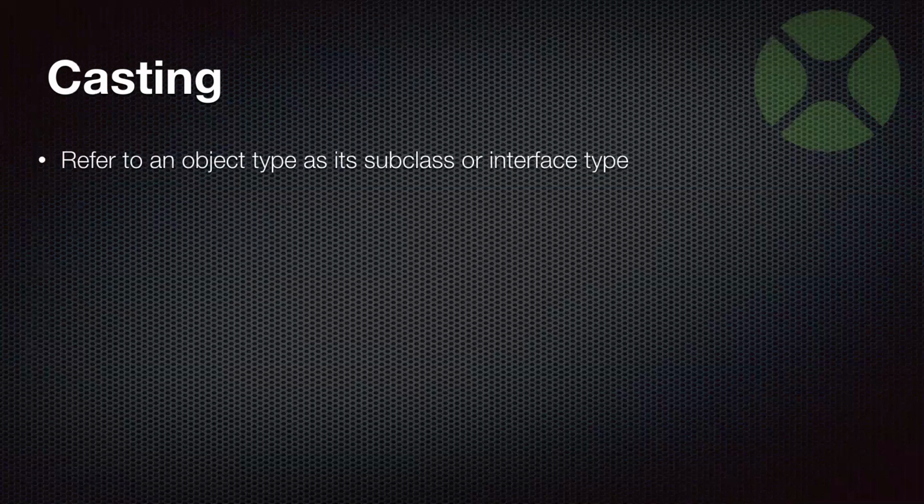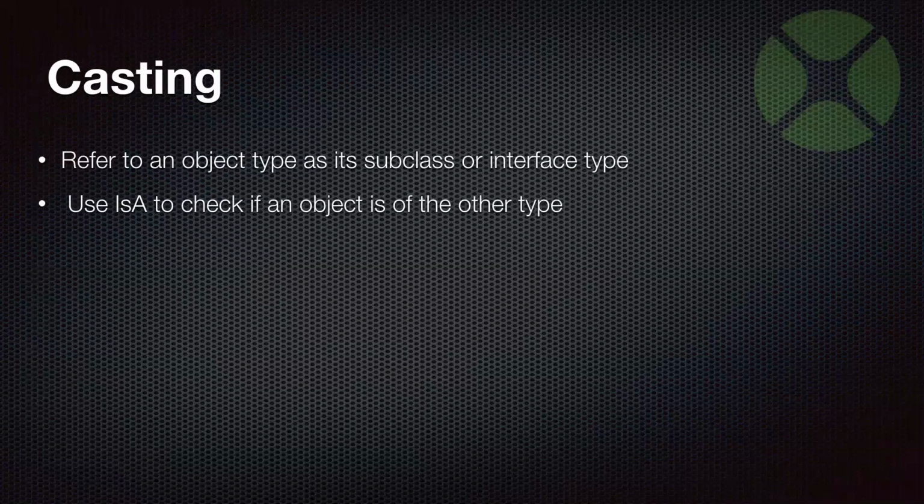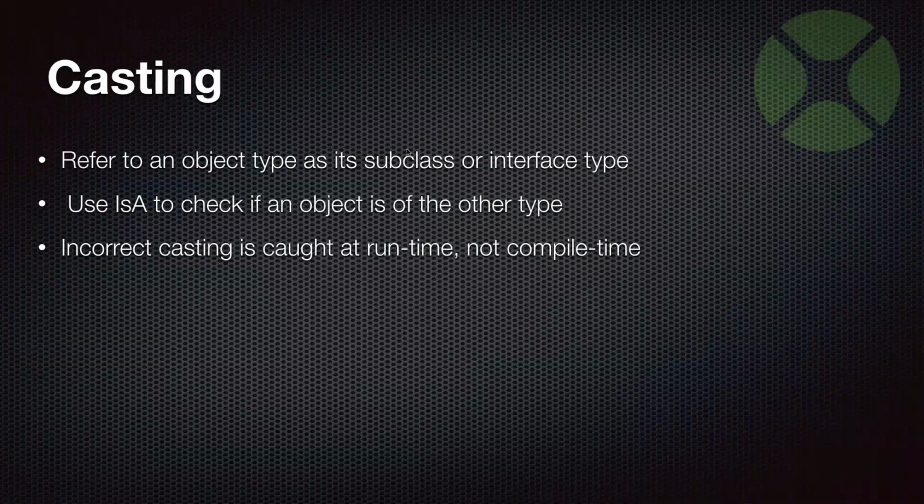Casting lets you refer to an object type as its subclass or interface type. And you can use the isa command to check if an object actually is of the other type, and then you can cast it to the type you want. We'll look at an example of this. It's pretty straightforward, but it's important to note that if you attempt to cast something incorrectly, for example with the UI controls, you can't cast a push button to be a list box. That makes no sense, and that's not going to work, and you'll get an error.